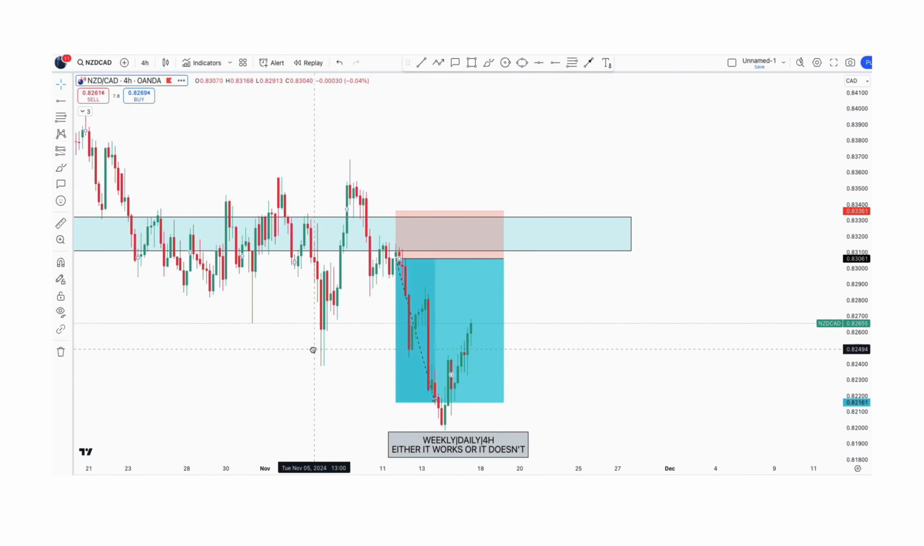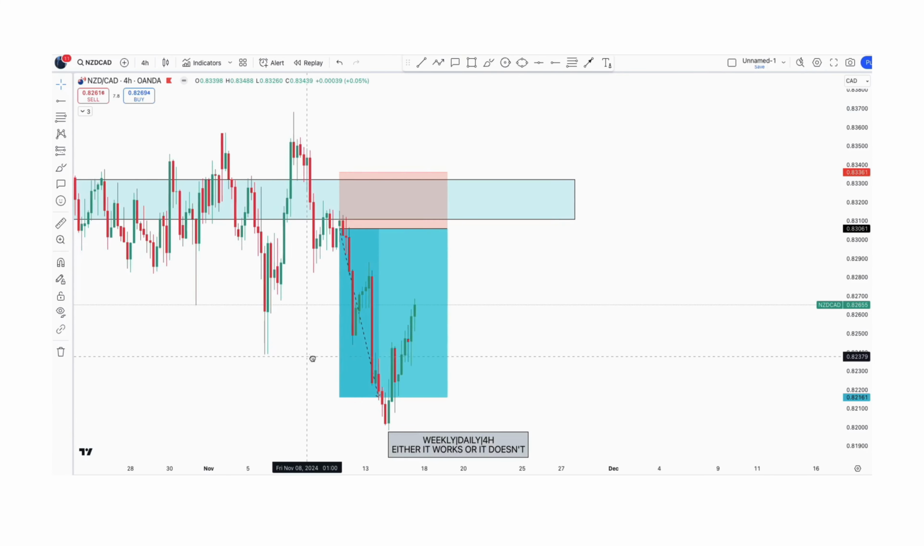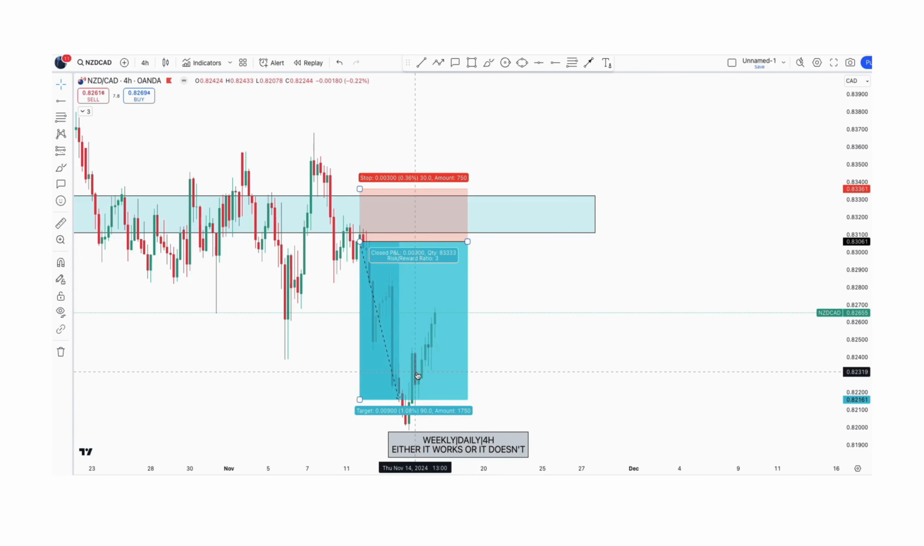Let's go ahead and look at that entry. We had an engulfing candle entry right here with stop loss above here at 30 pips with a 1 to 3 risk to reward, and that was the winning trade that we had last week, and that was NZD CAD.